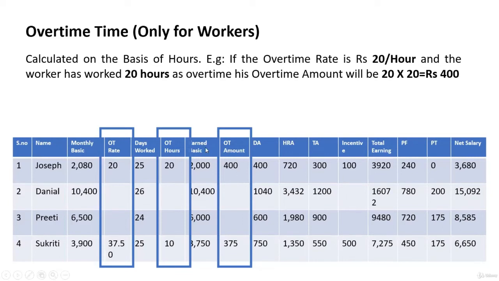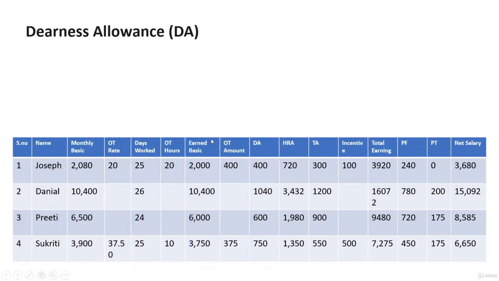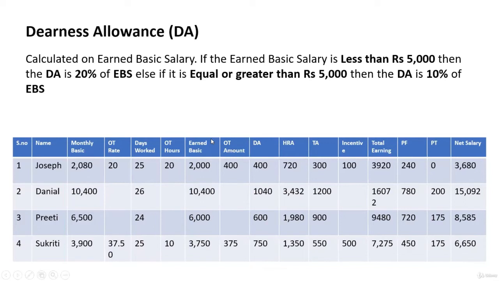After that we have calculated our earned basic salary and overtime amount as well, and this will get added to the earned basic salary. Now the next that comes is DA, the dearness allowance. It is calculated on earned basic salary. So we are taking it as earned basic salary. If it is less than 5,000 rupees, then the DA is 20% of that earned basic salary, and if it is equal to or greater than 5,000, then the DA will be provided on the basis of 10% of their earned basic salary.